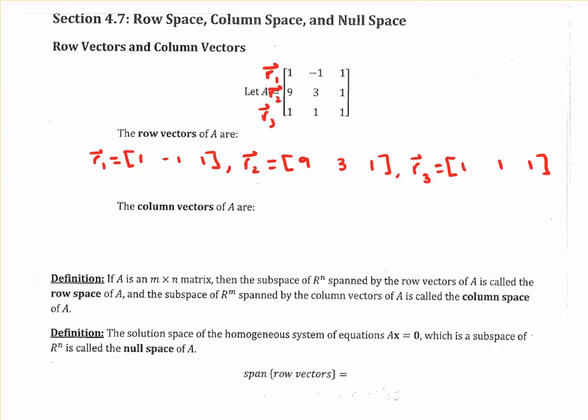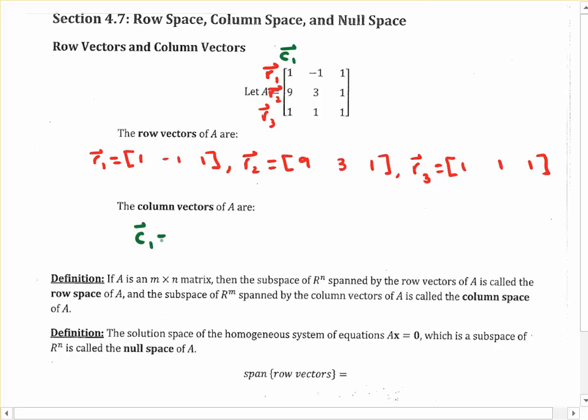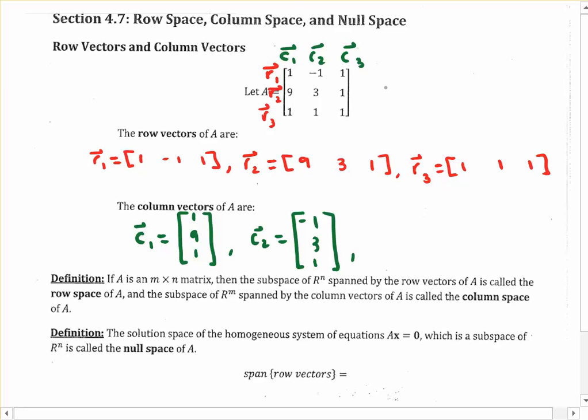And then row 3 can be converted to a vector having entries 1, 1, and 1. In a similar way, we can define column vectors using the columns from the same matrix. In particular, column 1, having entries 1, 9, and 1, can be formed into a column vector. Let's write it down here. C sub 1 equals 1, 9, 1. The second column can be formed into a vector. Call that C sub 2. -1, 3, and 1. And then the third column can be converted to a vector. 1, 1, and 1.